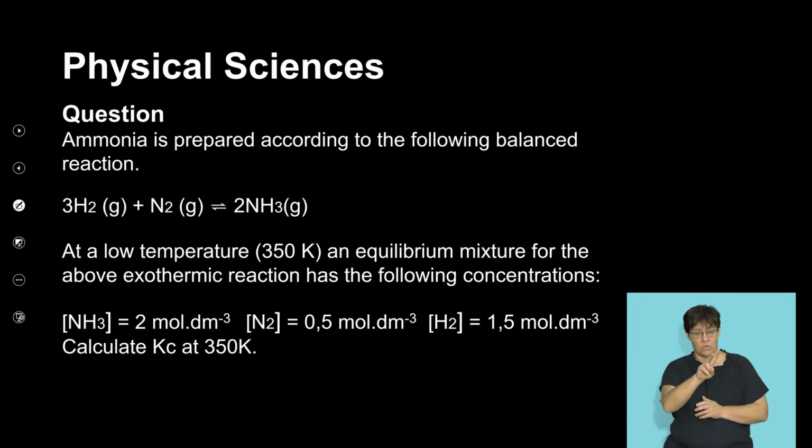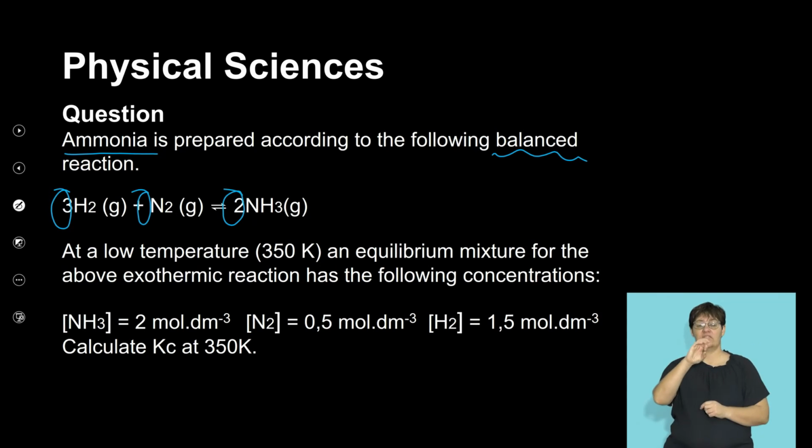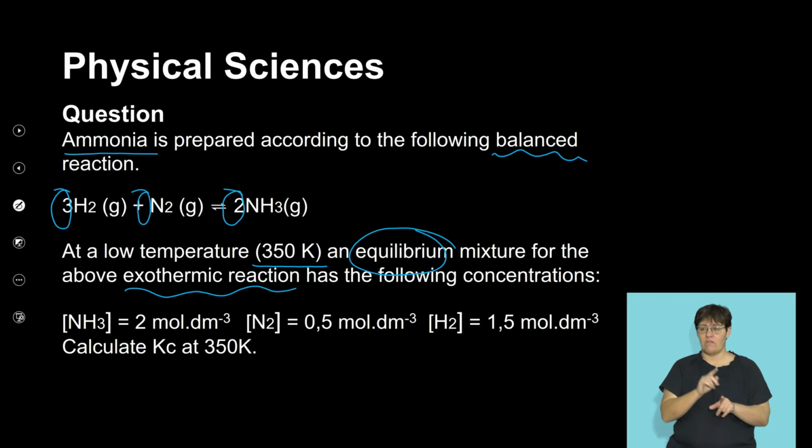I would like us to look at the question. Ammonia, which is NH3, is prepared according to the following balanced equation. Remember, I said it's important to know the balanced equation because we use the coefficients that become exponents in our Kc expression. At a low temperature, and this temperature is 350 Kelvin, an equilibrium mixture for the above exothermic reaction has the following concentrations.